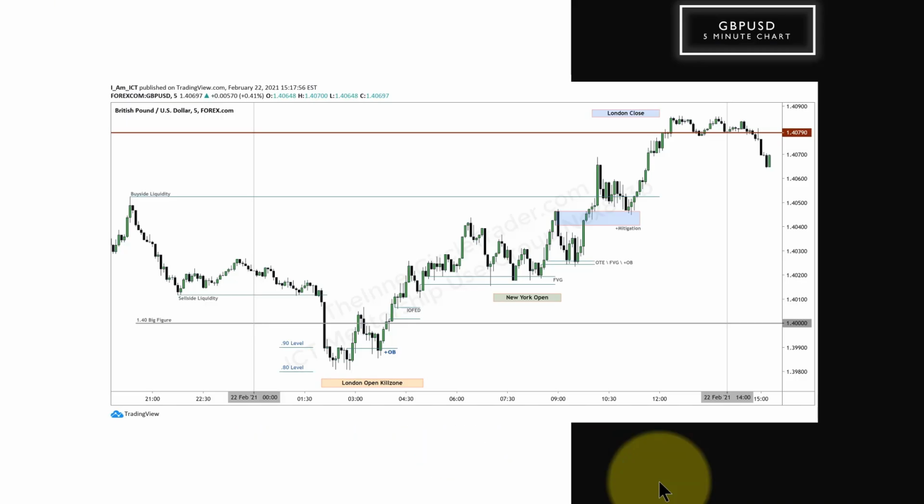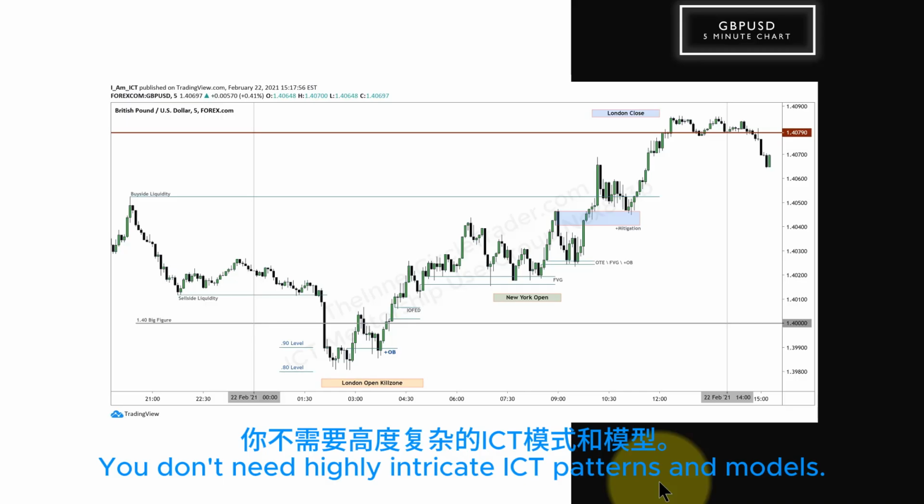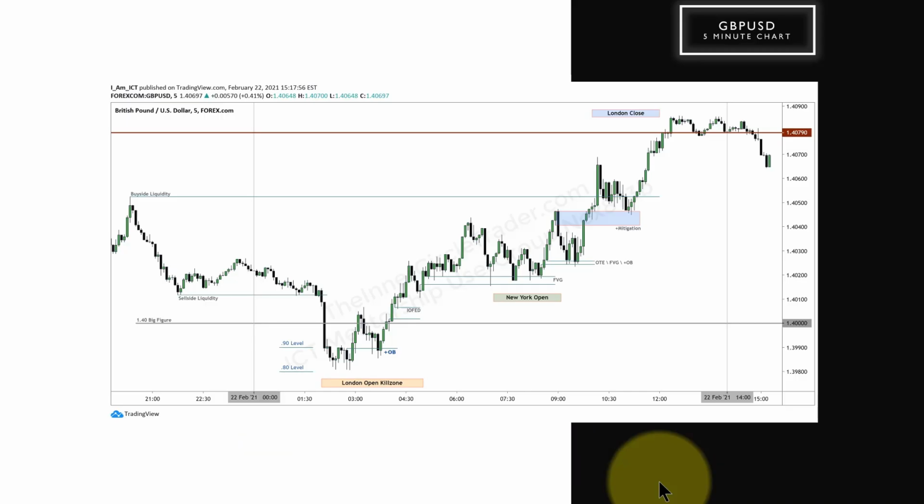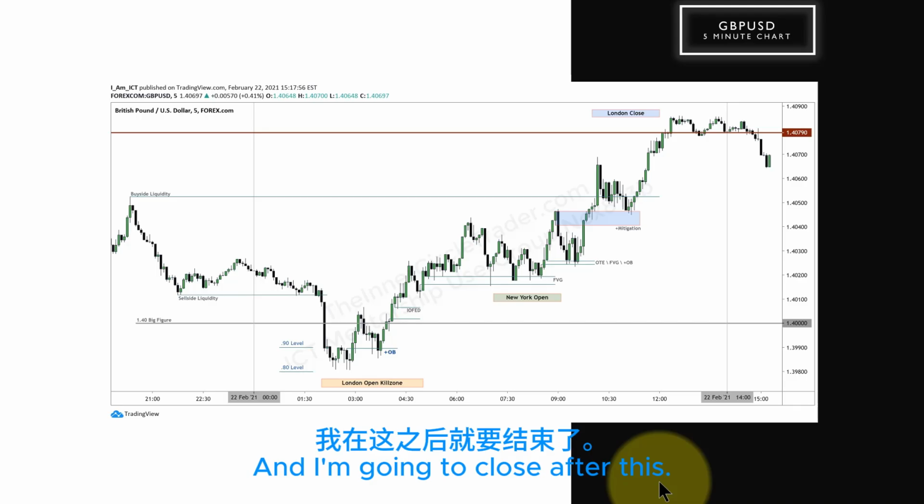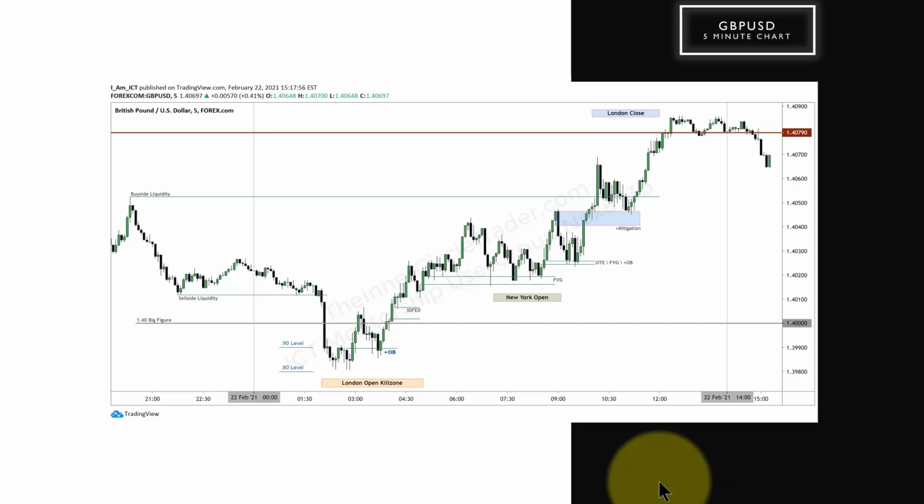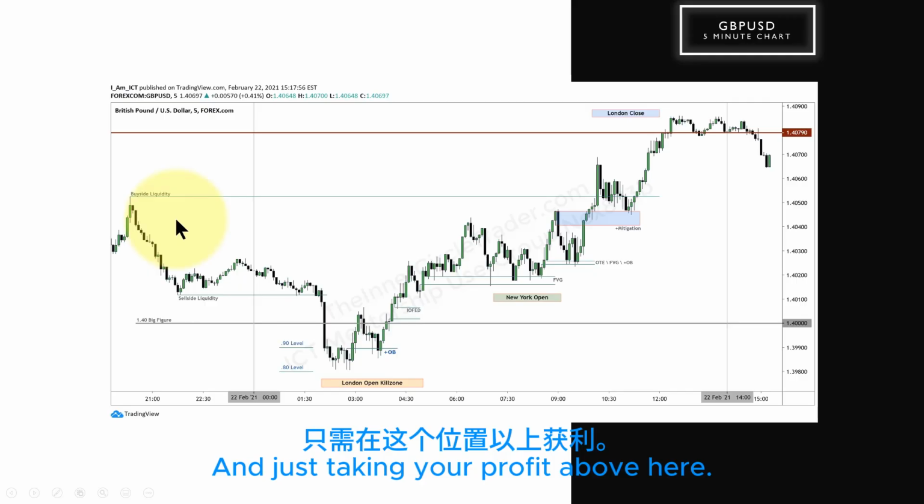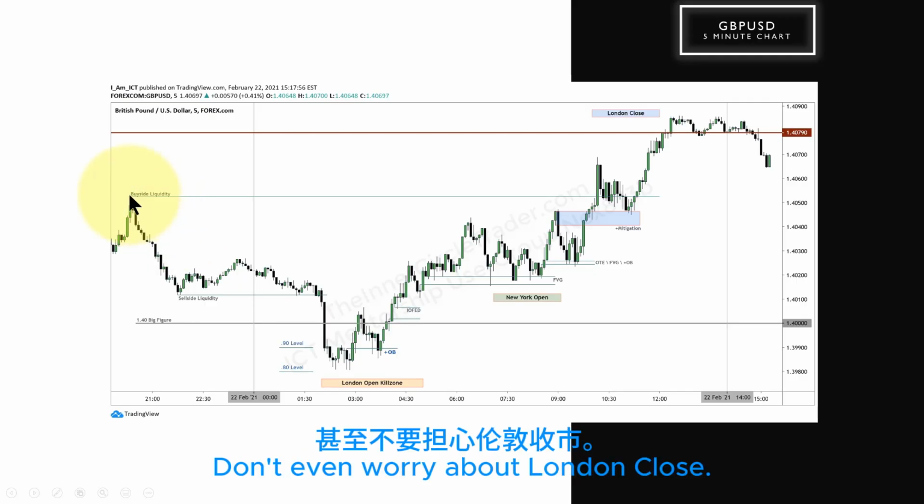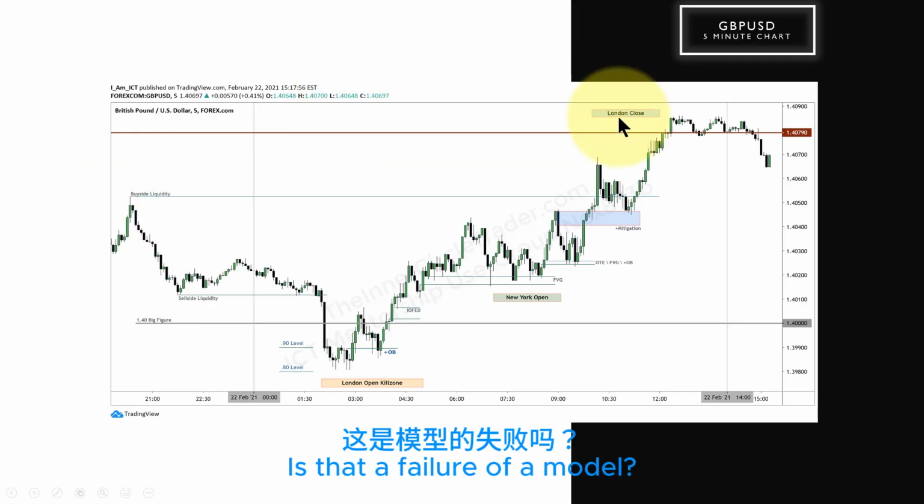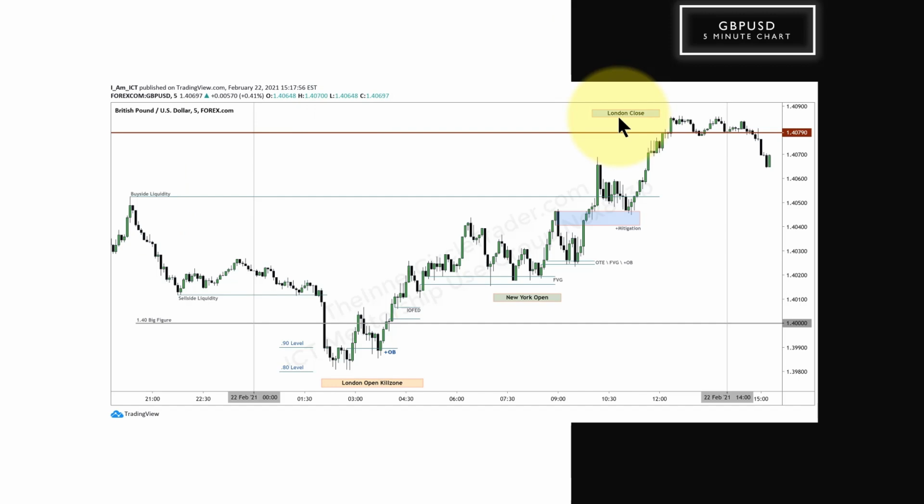Did he just? Yes, I did. You don't need thousands of pips. You don't need highly intricate ICT patterns and models. You need something very, very simple. What keeps you, and I'm going to close after this because I've been going for a long time, but what keeps you from focusing on being a buyer in a bullish market in London like this and just taking your profit above here and calling it quits for the day? Don't even worry about London close. Is that a failure of a model? No way.